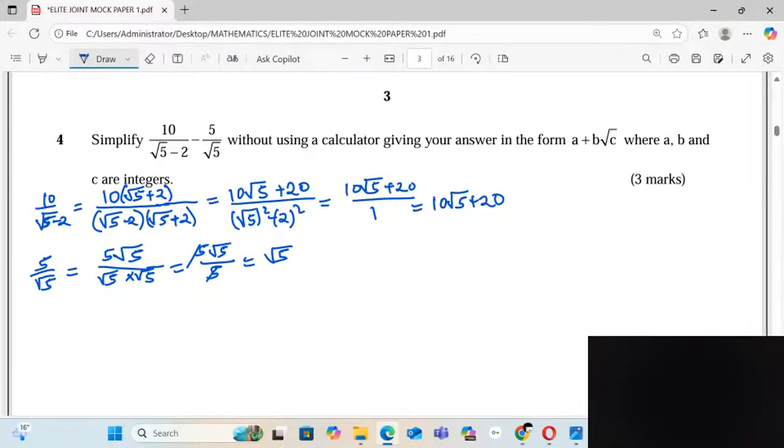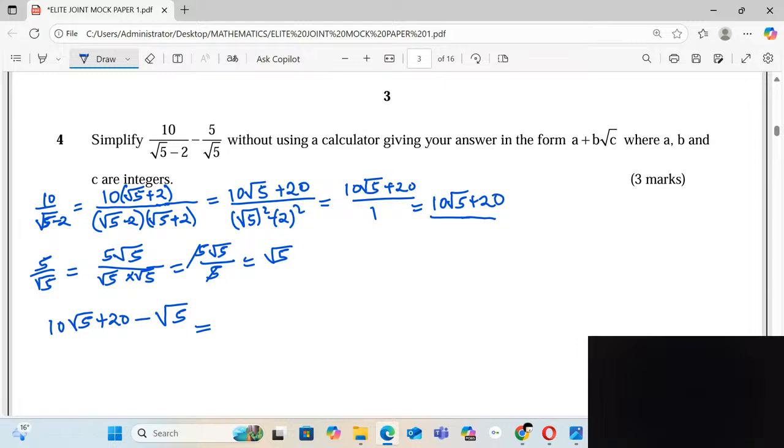So we compiled the two. We had the first one, 10 root 5 plus 20. It was subtraction. Now we subtract the second part, which is root 5. Now, according to SADS, we are going to combine the two.